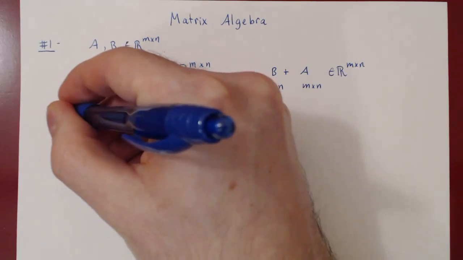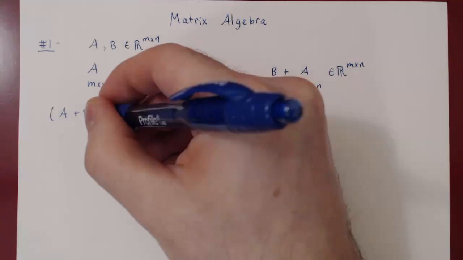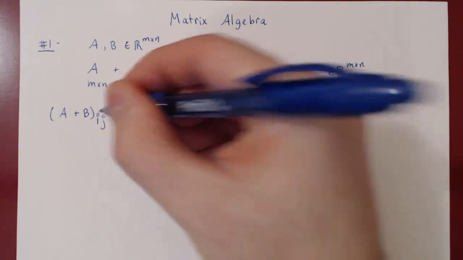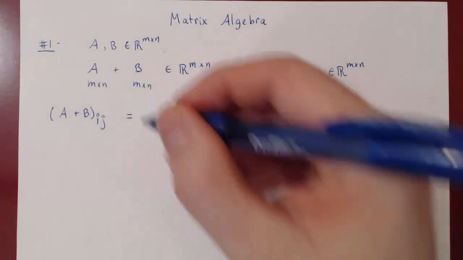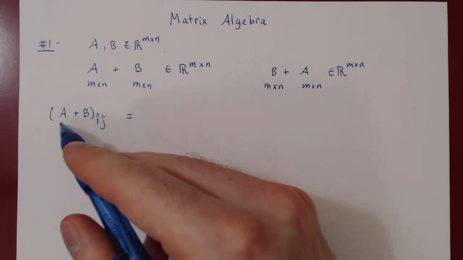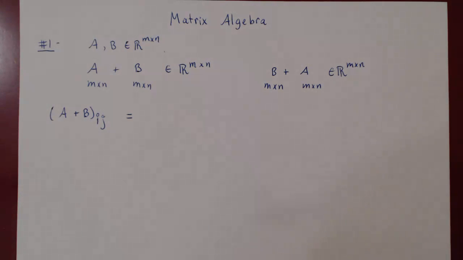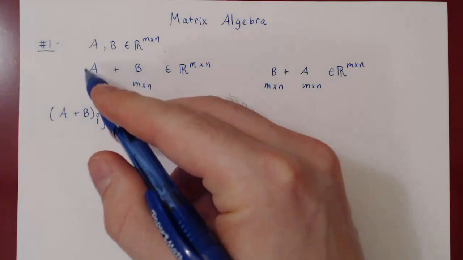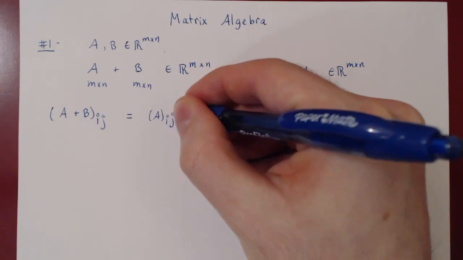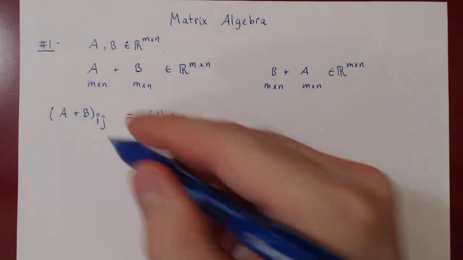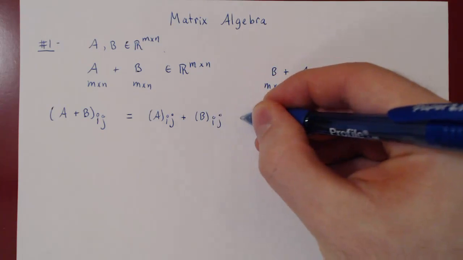So we take an arbitrary entry of A plus B. We'll take the entry in, say, row I, column J. So for any row, any column. Well, if you remember, we are asking for the entry of the new matrix A plus B in the ith row, jth column. But when we add matrices, we simply add corresponding entries. And so we take the entry of A in that very same position, plus the entry of B in that same position. When we add matrices, we add their corresponding entries.